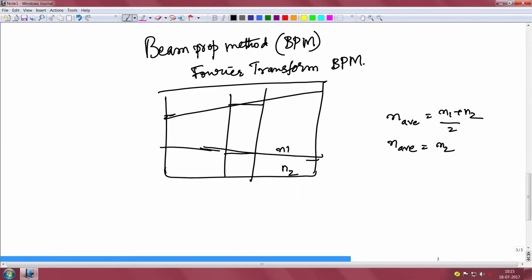So, the process goes like this. There is an input beam to each of these sections. Let me think of a kth section. I am describing everything for a kth section, then you can repeat it for all the sections. This is the kth section of size delta z. So, let me divide into many parts.